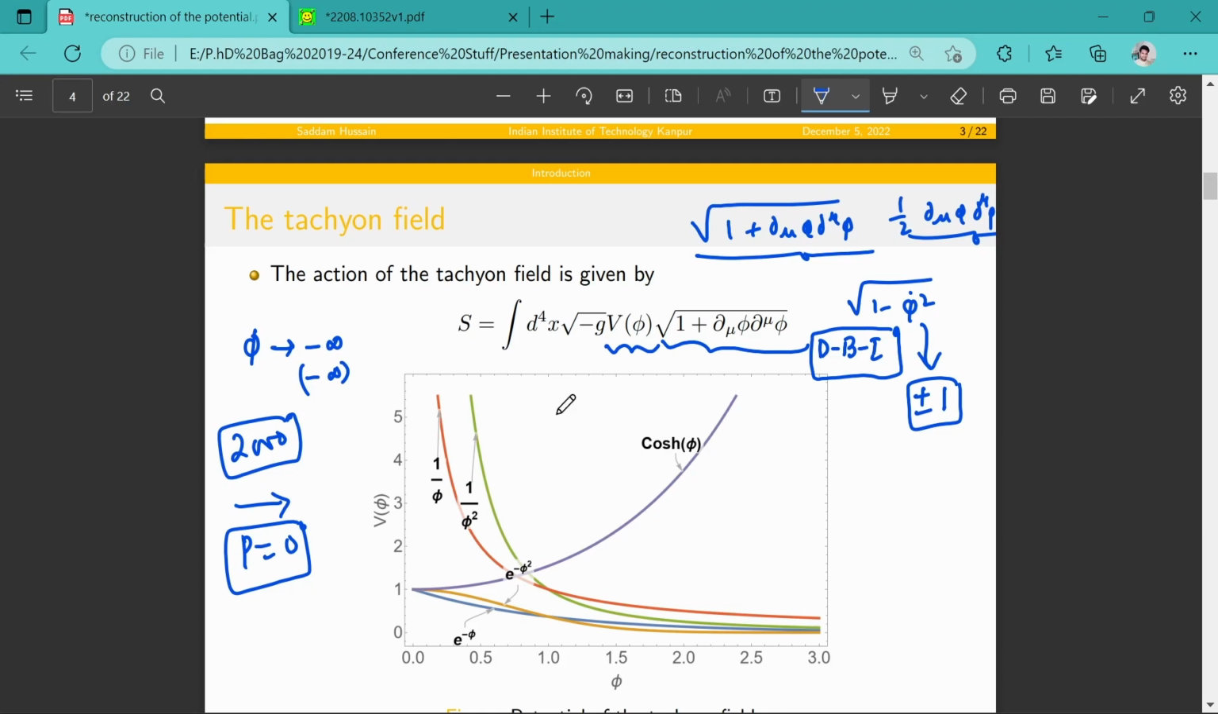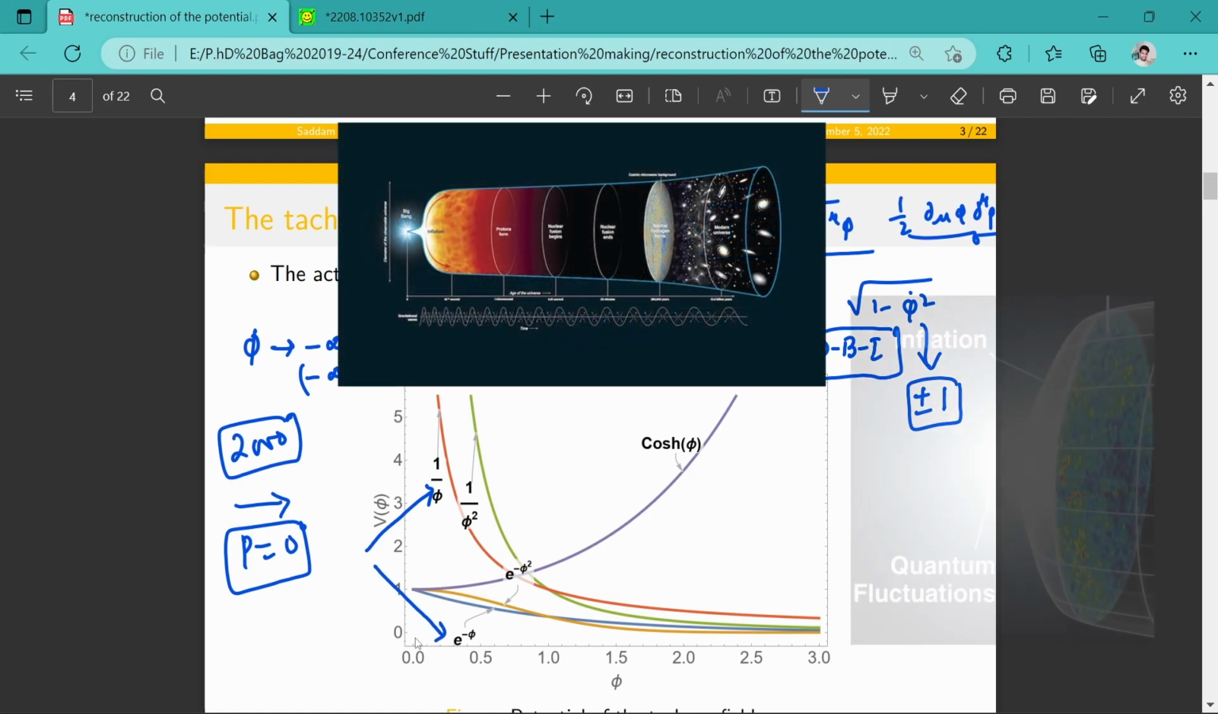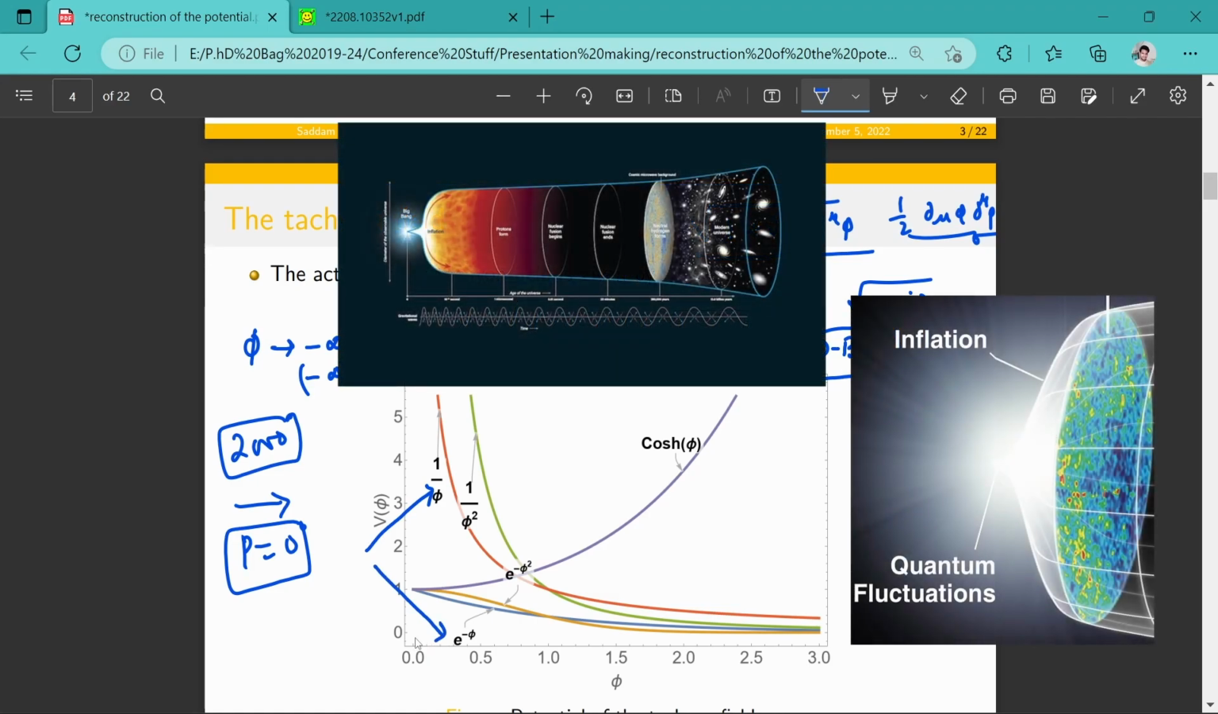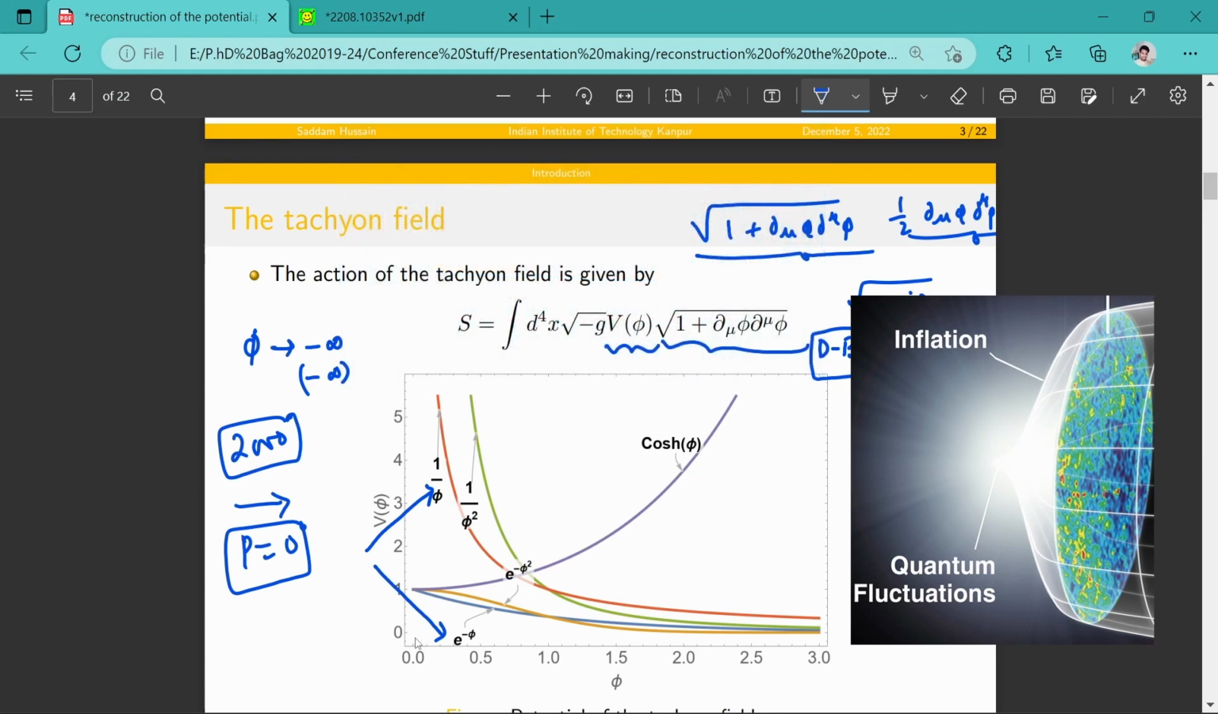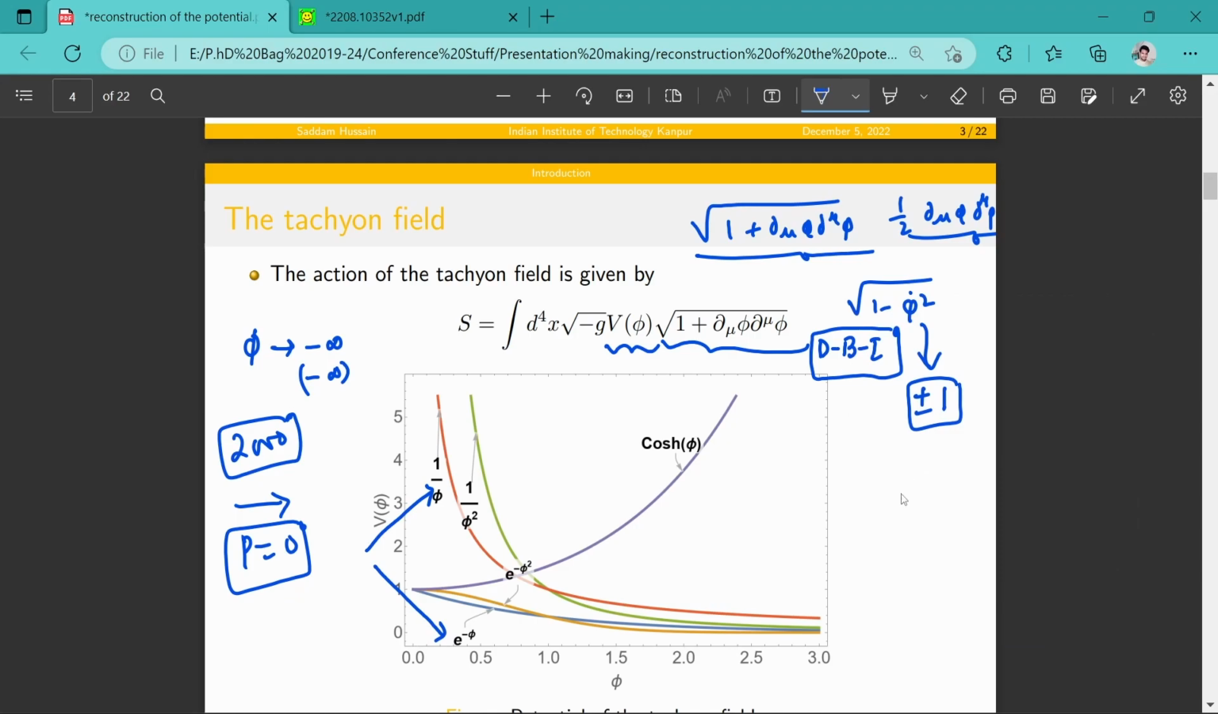Now to do that, they have proposed that, okay, let us study with respect to 1 by phi and 1 by phi square. So for 1 by phi, they understood that it can behave like, so 1 by phi and e to the minus phi, it is behaving as an inflation kind of field during the early time of epoch. As we are understanding that after the Big Bang, the universe has gone through the rapid accelerating expansion, and this expansion was for up to 10 to the minus 31 seconds. Hence this era is known as inflation.